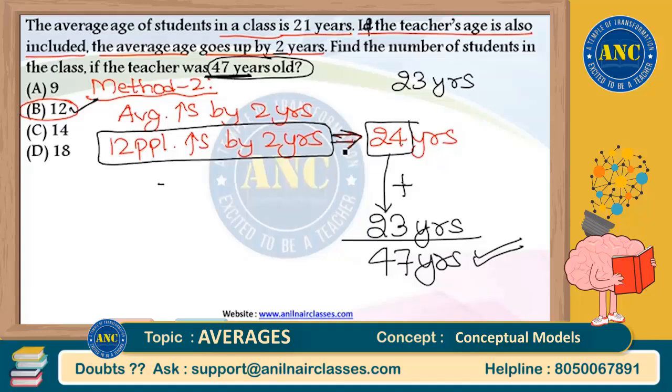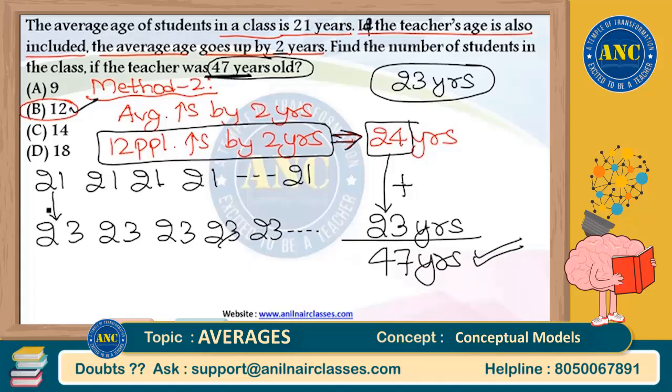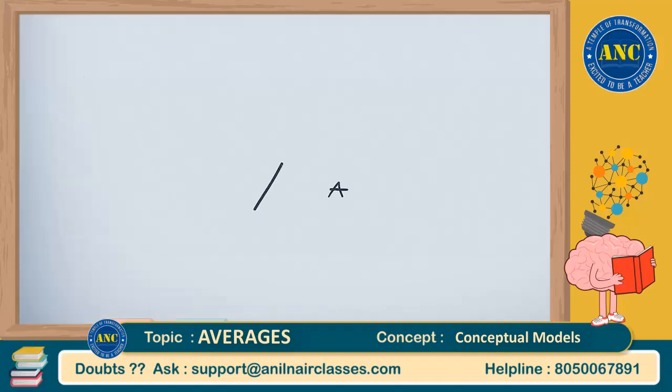Average of all the 13 people is 23 years as of now. Average of all 13 is 23. That means all the 12 students will become 23, 23, 23, etc. Earlier they were 21, 21, 21, etc. Now each becomes 23, 2 years more. 12 people will give 2 years each, which becomes 24 years. Give it to the teacher. So it is 24 plus 23, 47.